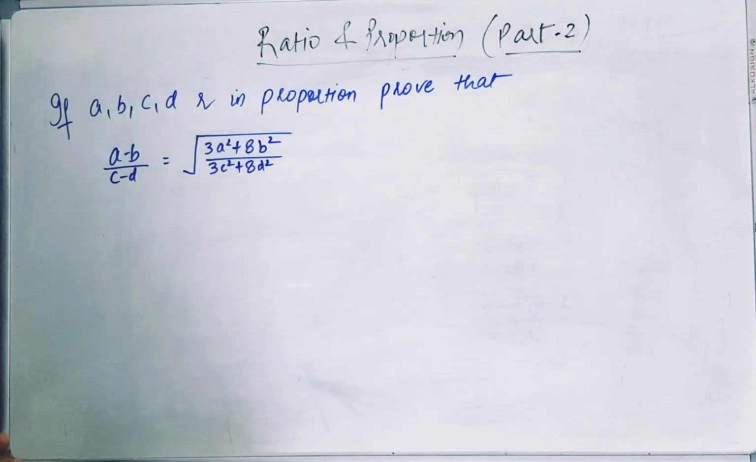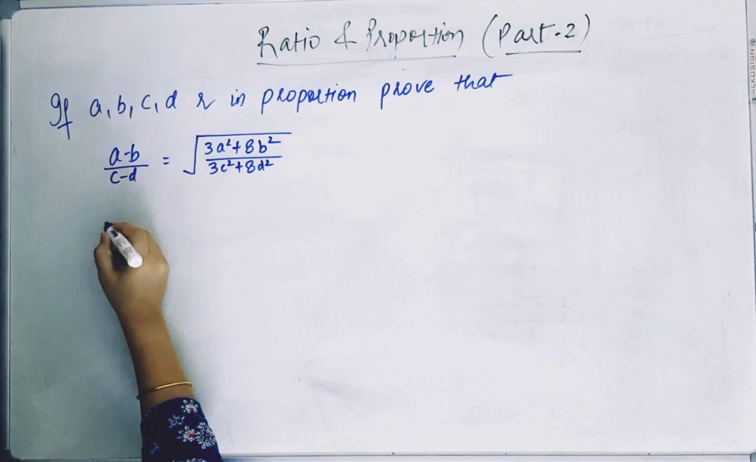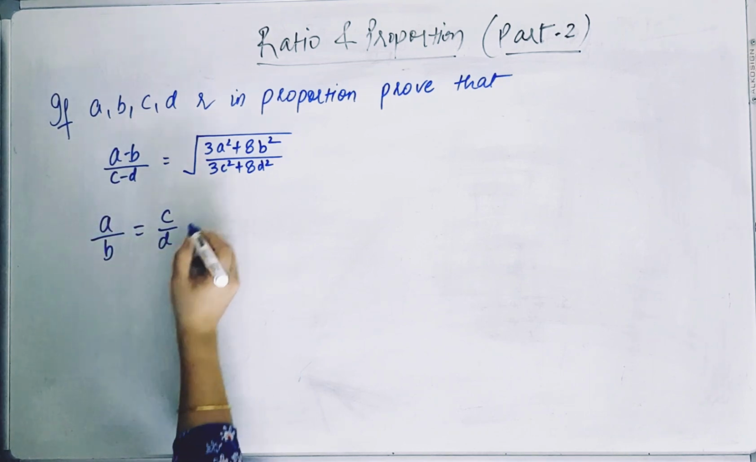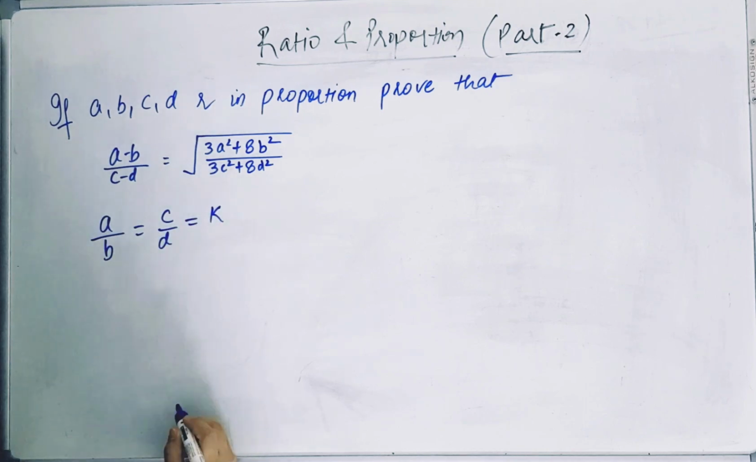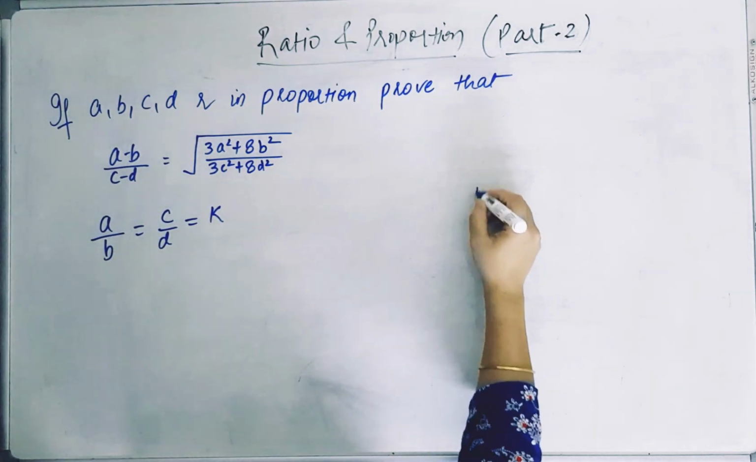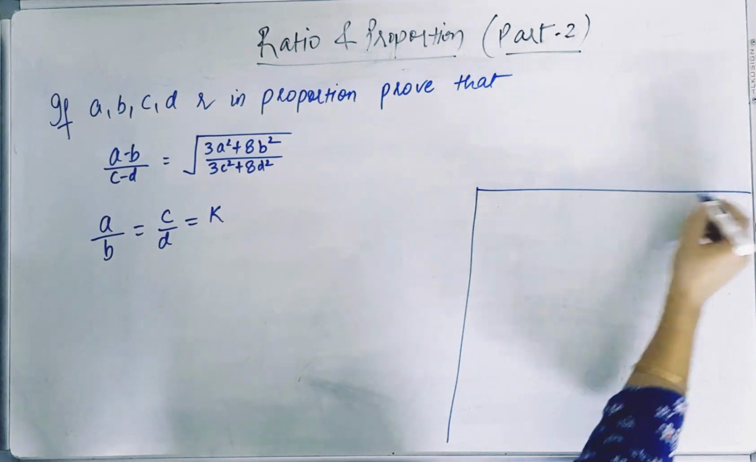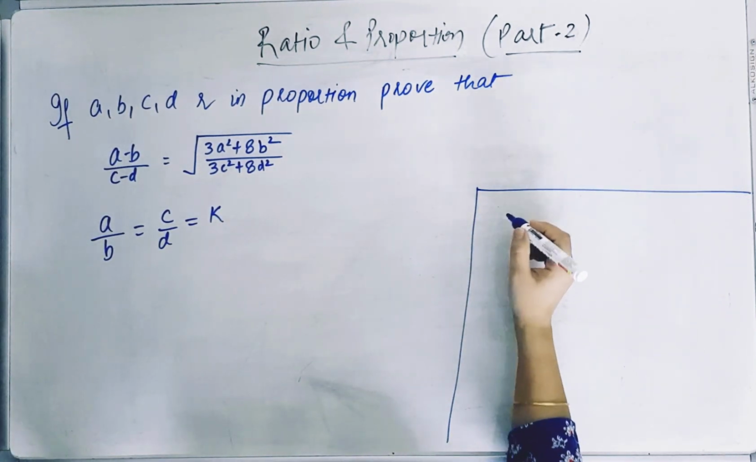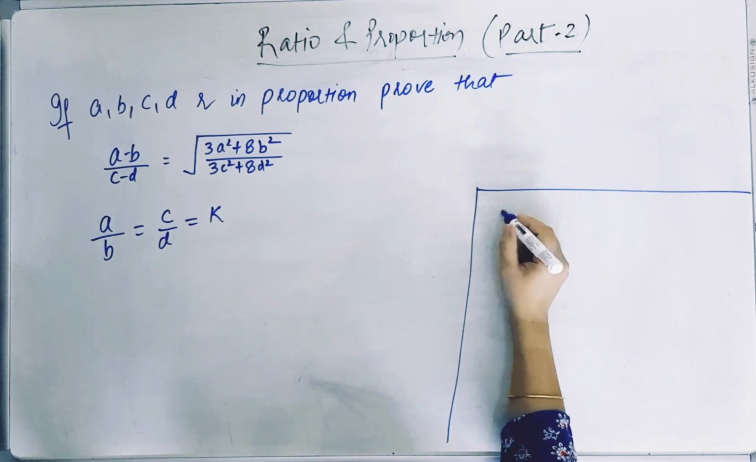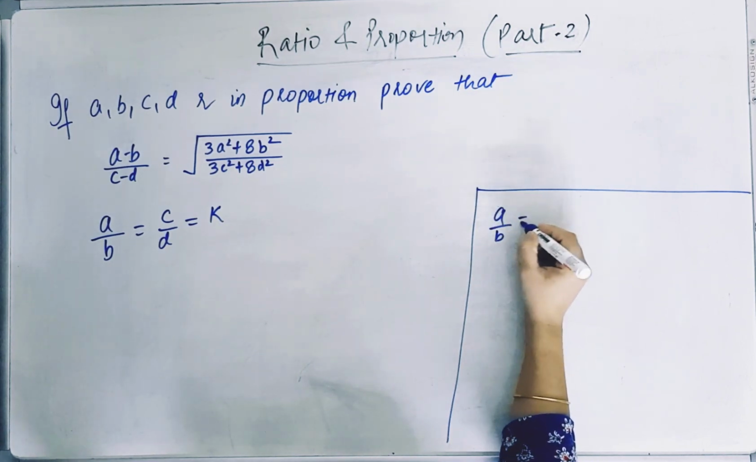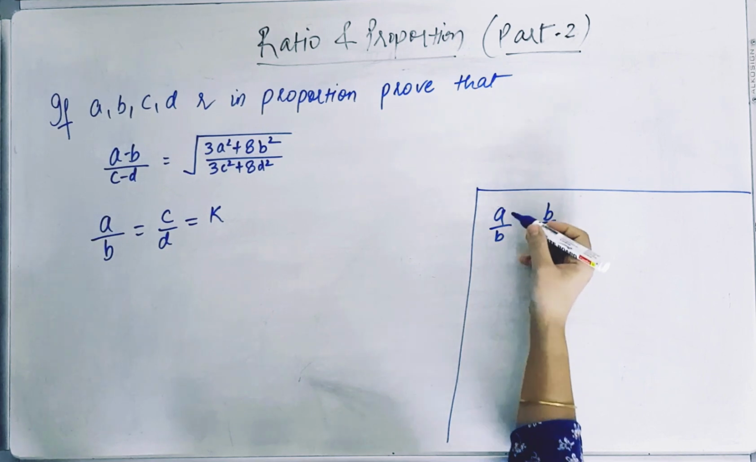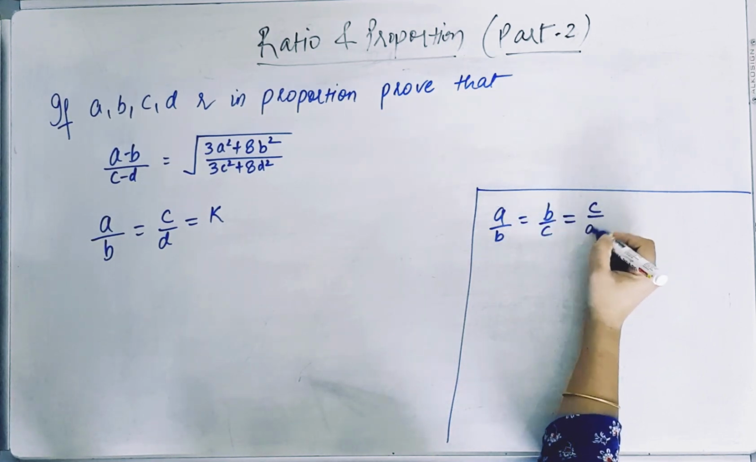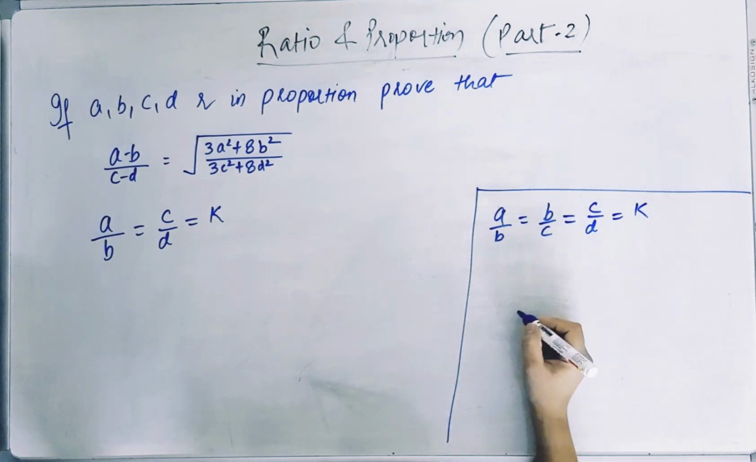तो what we'll do over here, अगर वो केवल proportion कहते हैं तो we'll do a by b equal c by d and हम इसको assume करेंगे k के equal. In similar way, अगर उन्होंने हमको mention किया होता a, b, c, d are in continued proportion, that means a by b equal b by c, first upon second equal second upon third equal third by fourth, और इसको हम k मानते हैं.